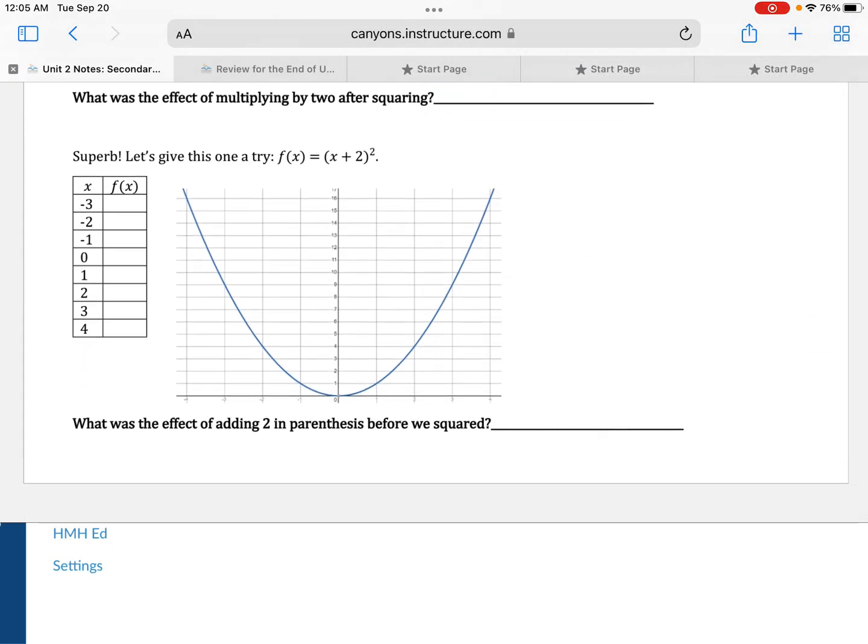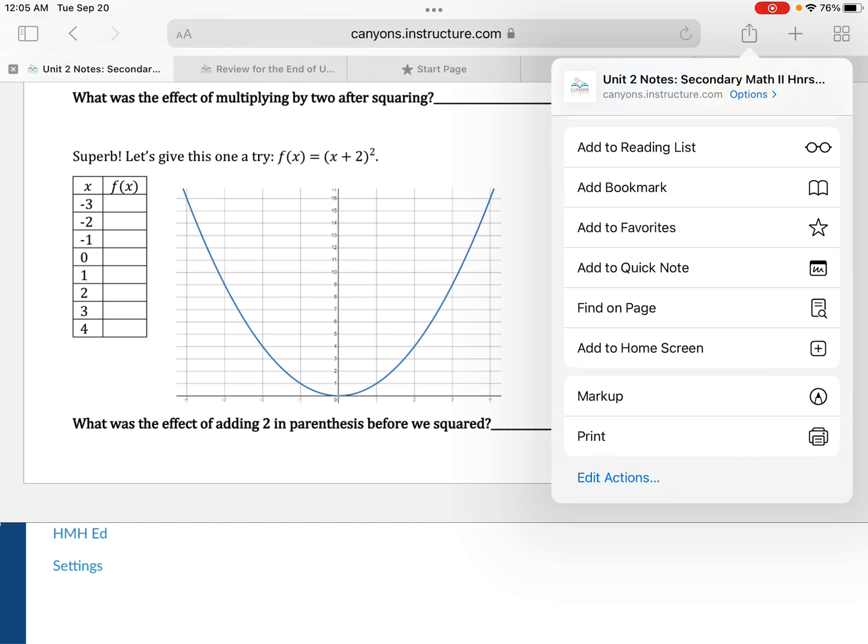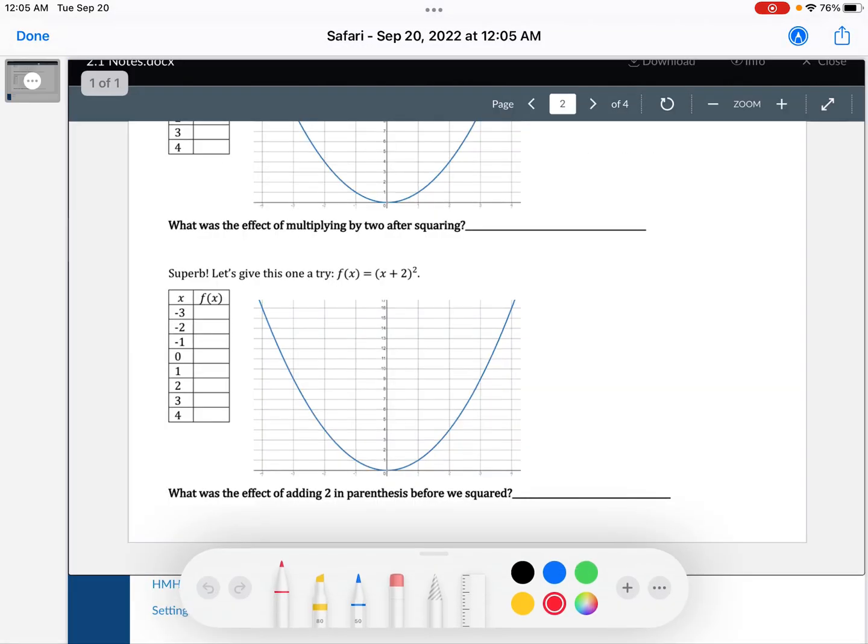Okay, this next one right here, I want you guys to do this one on your own, so go ahead and pause the video. Okay, cool. So if you did this one right, we're going to do f of, let's do 0 equals 0 plus 2 squared. And so that's going to be 4.